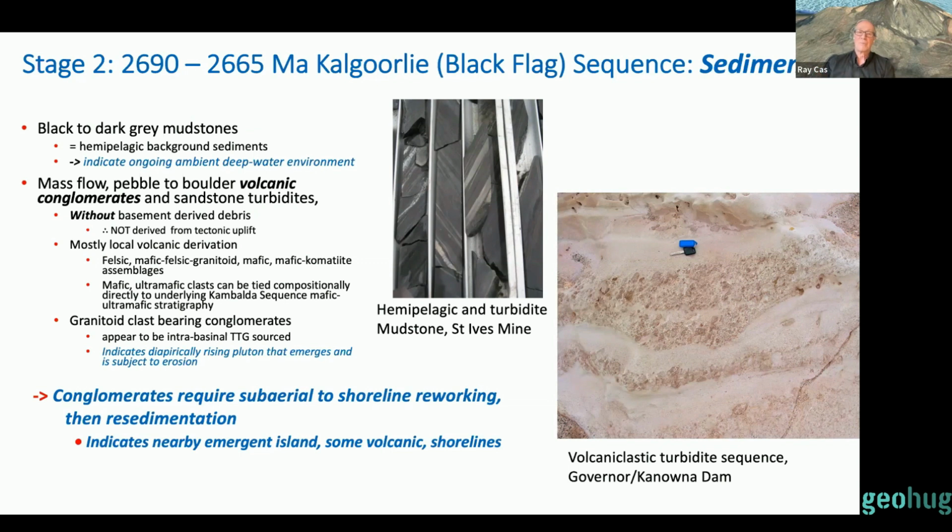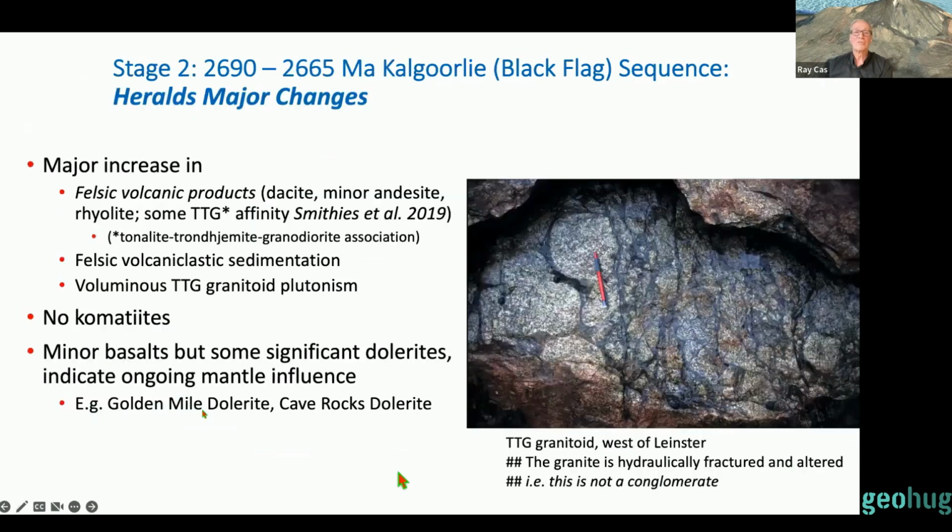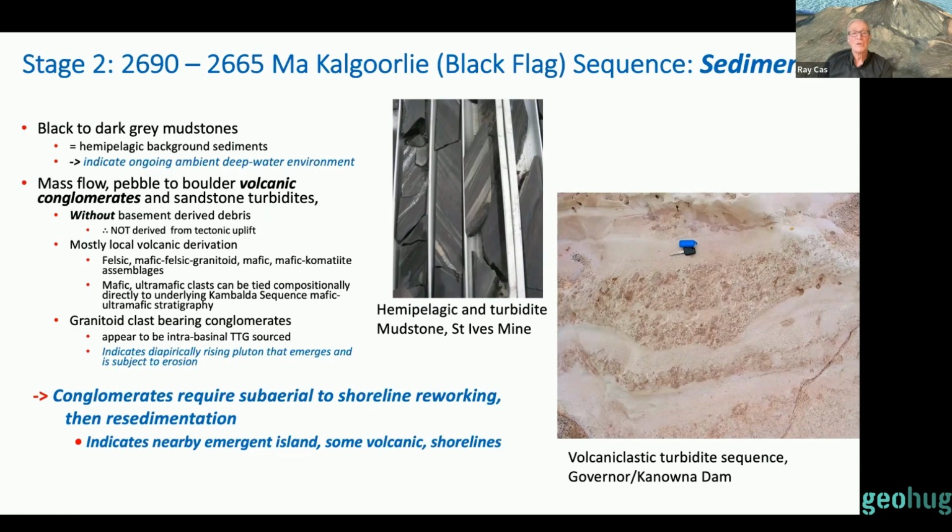And given the bulk of the provenance being volcanic, plus some granitoid clasts, it indicates that within the Kalgoorlie Terrane sedimentary basin, if we can call it that, there were nearby emergent islands, some of which at least were volcanic, and some of them were probably granitoid, and there were erosional environments and shorelines which were generating these sediments. So this is really important to understand the significance of the provenance, the composition of the clasts in these conglomerates.